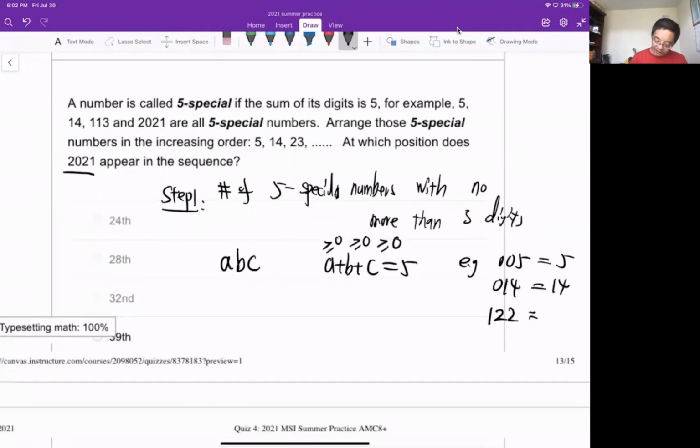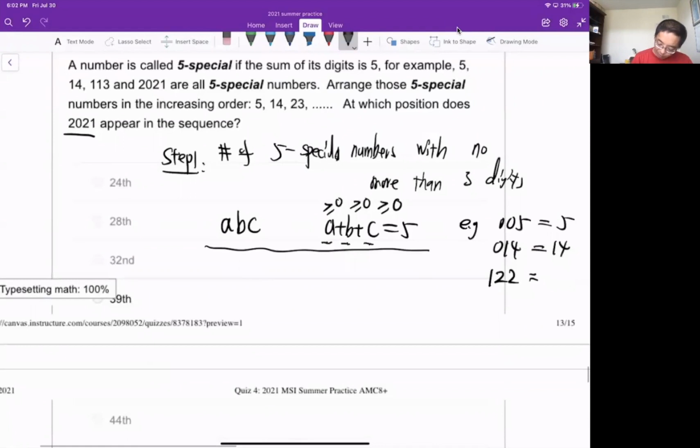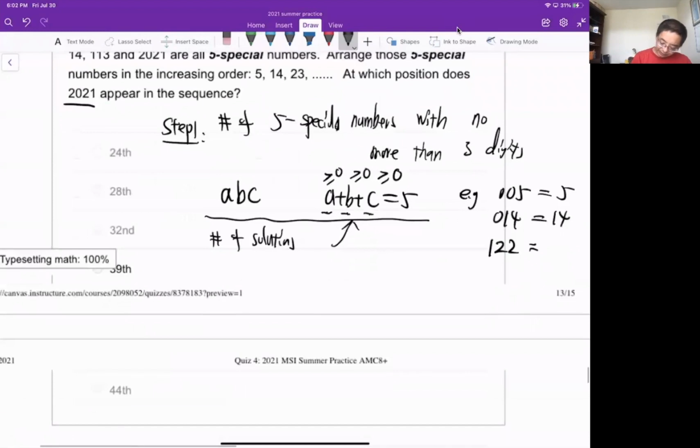Now the point is, if I allow A, B, C to be 0, this expression includes all 5-special numbers with no more than 3 digits. So then we just need to find how many of them there are. What is the number of solutions to this? These are just whole number solutions. So how do we do that? This is kind of a standard situation. The trick is we do a transformation.